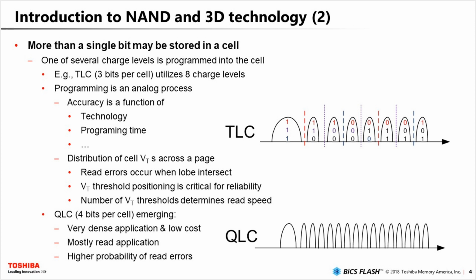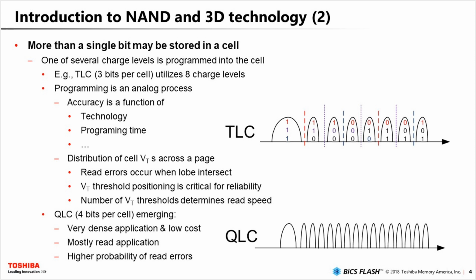In order to store more information in a NAND block, we store more than just 1 bit per cell. And the way to do it is to store more than one level of charge. For example, in a TLC NAND, 3 bits per cell, we store one of 8 charge levels in each transistor. However, programming, actually inputting this charge in the cell, is an analog process. It's not as accurate as you may think.